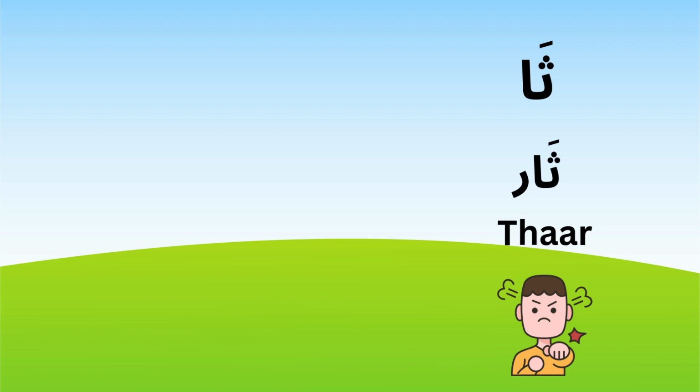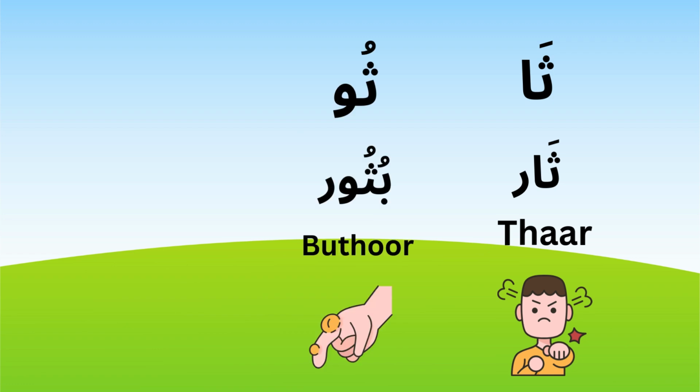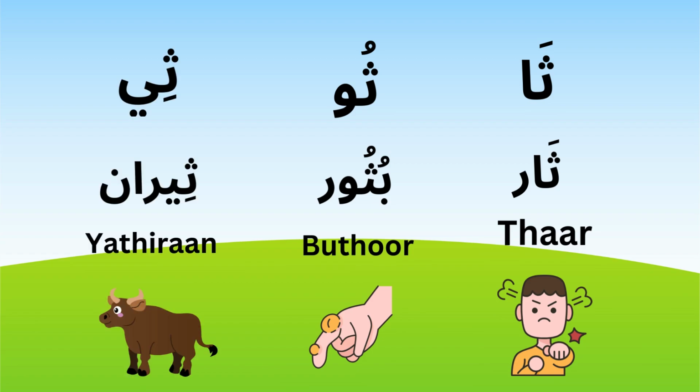Long vowels of tha. With fatha plus alif, the sound is tha. Example, athar. With damma plus waw, the sound is thu. Example, buthuran. With kasra plus ya, the sound is thi. Example, thiran.